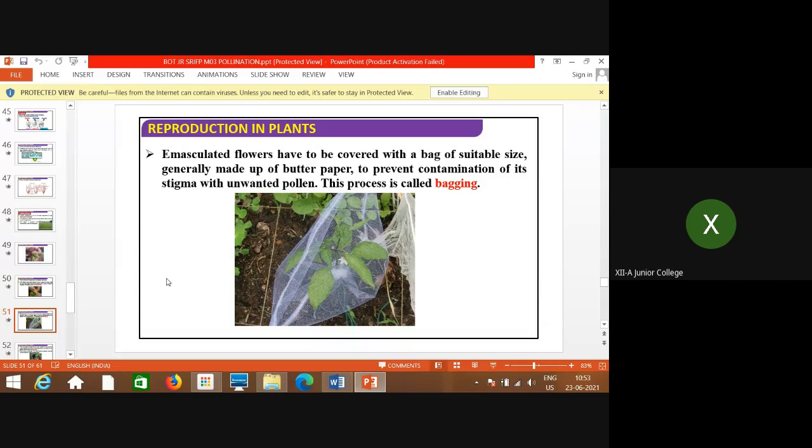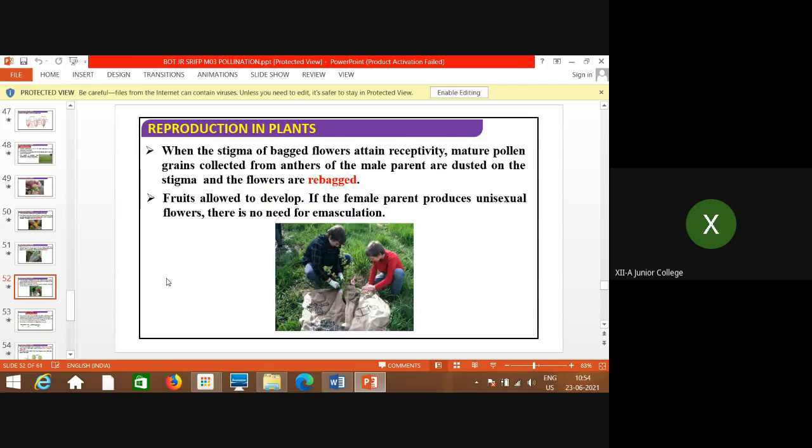And this is called bagging. Though the anthers, the male part, are removed from these emasculated flowers, there are chances of anthers of another species falling on them. That means unwanted pollen grains can fall on the same emasculated flower. So to avoid it, these are covered by bags. This is called bagging.